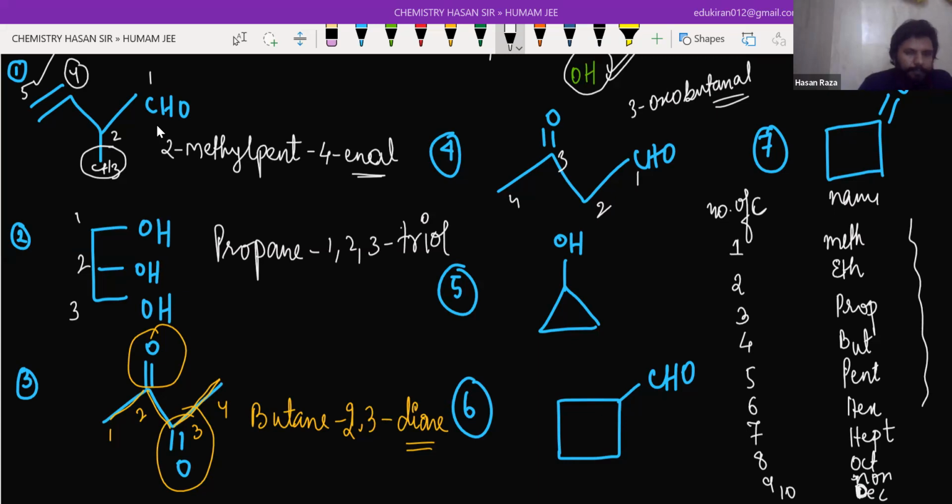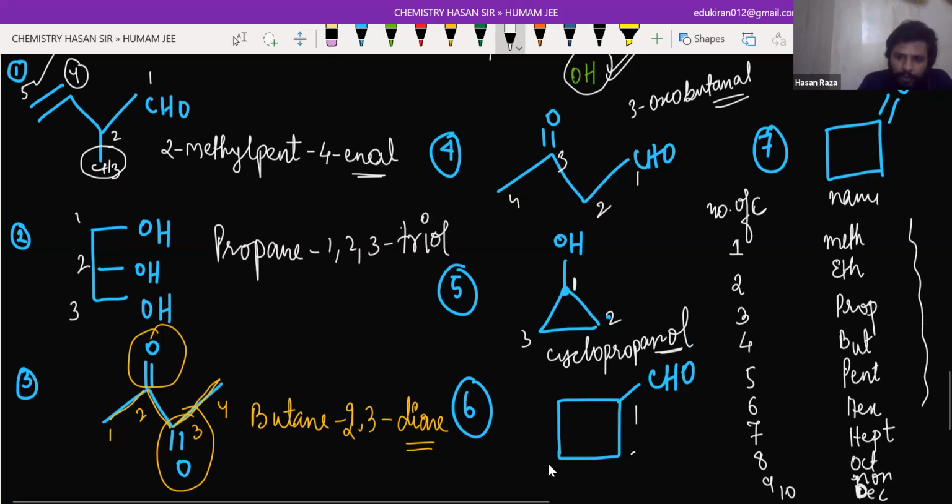Fifth is propanol. See how many carbon is there? 1, 2, 3, right? 3 means prop, but this is cyclic structure. So we are going to use cycloprop and all are singly bonded. So propane, 1-ol or cyclopropanol. So not propanol, cyclopropanol. Okay.